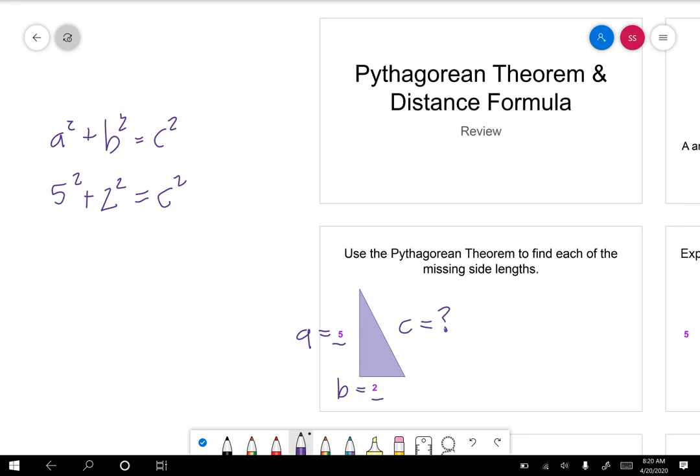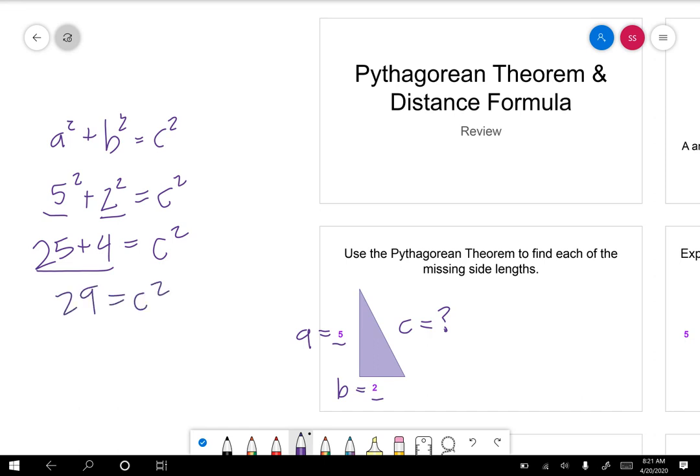Okay, so now to solve for C. First thing I'm going to do is square 5 and 2. So 5 times 5, that gives us 25. 2 times 2 gives us 4. That's still C squared. Can't really do anything with that yet. Next thing I'm going to do is add these two. We're going to combine those like terms. Okay, so 29 equals C squared.